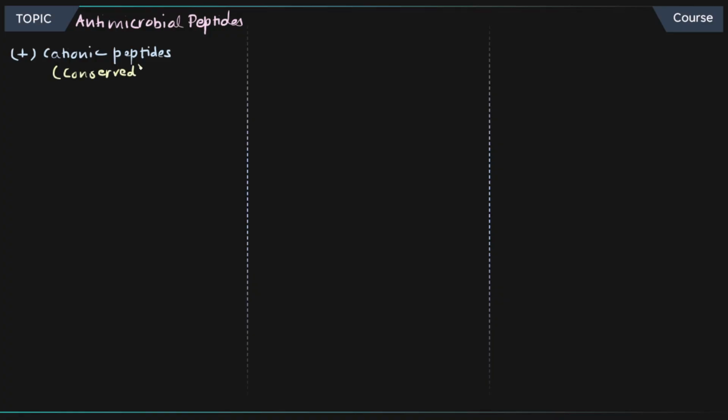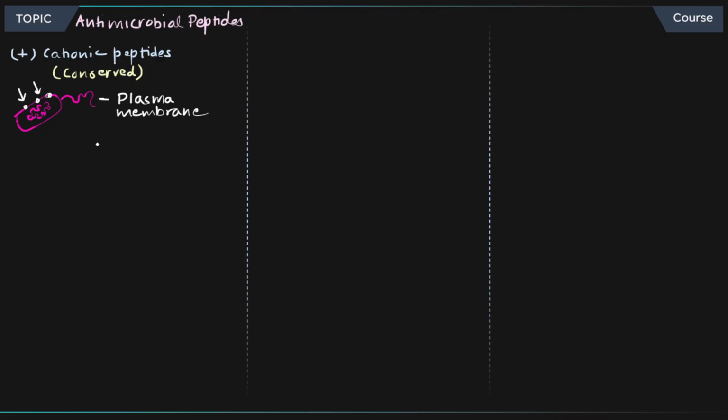An important point is they are conserved peptides. The sequence remains highly conserved. The action of these antimicrobial peptides is basically that they target the outer membrane of the bacteria. So the plasma membrane is the target of these antimicrobial peptides. They basically work in a different manner.